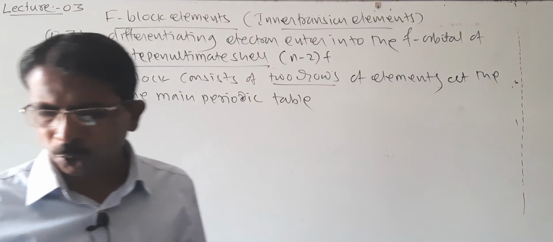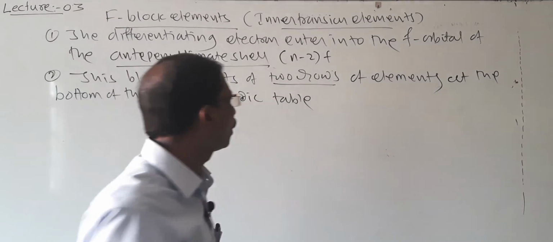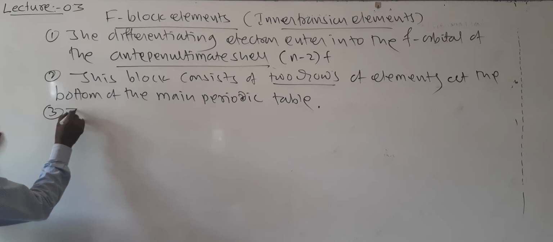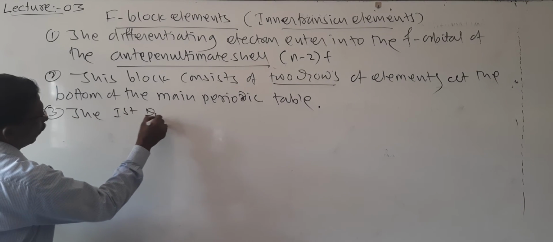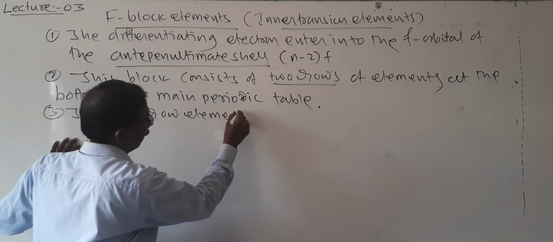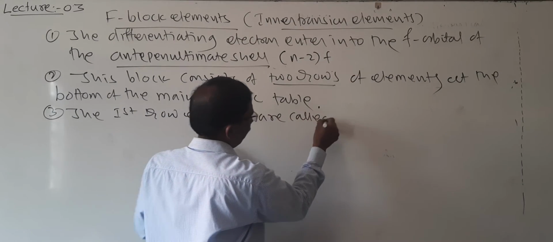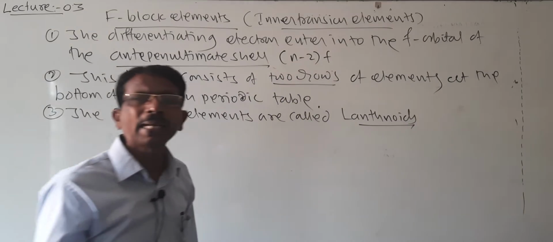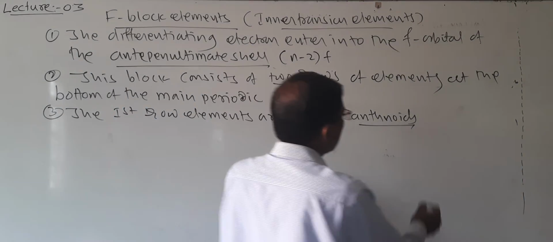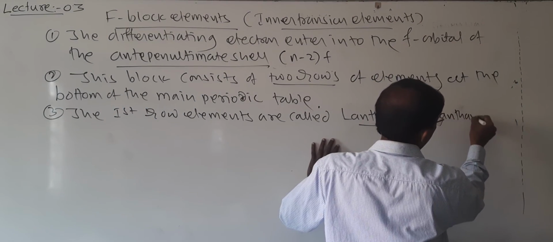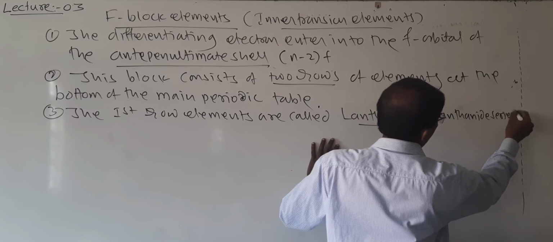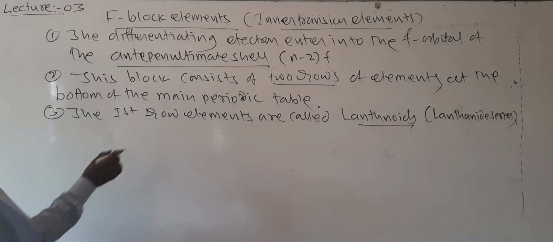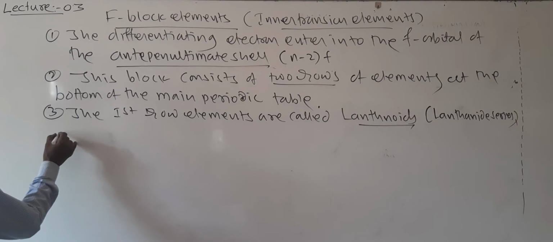And here the first row is called as lanthanides. What do we call the first row? Lanthanides. The first row elements are called lanthanoids or lanthanide series. You can say lanthanides or lanthanide series. So the first row elements are called lanthanide series.